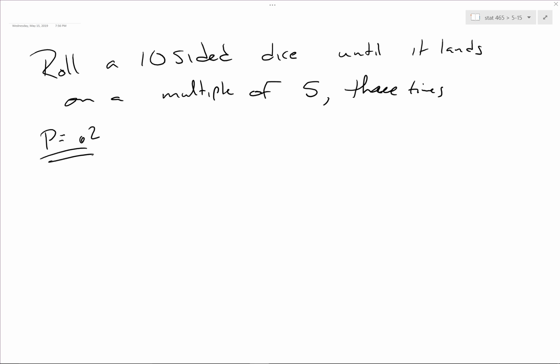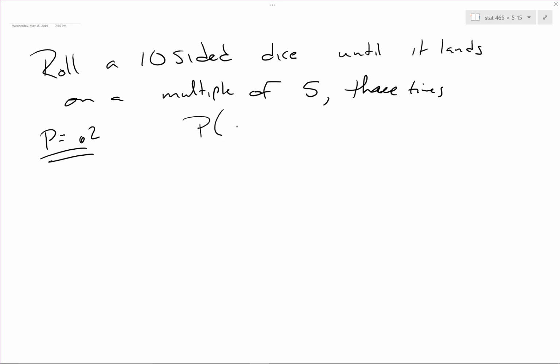Is each time I roll the dice independent of the previous one? Yes. So the first roll doesn't affect the second roll at all. Number 2, am I playing a set number of times? No, I'm going to play until something happens. Okay, so it can't be binomial, because if it's binomial, then I'm going to roll the dice 15 times or something. So it's not that. It has to be negative binomial. So listen, I'm going to roll until I land on this.